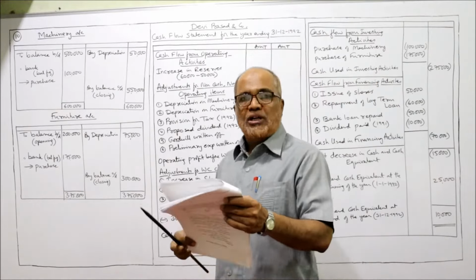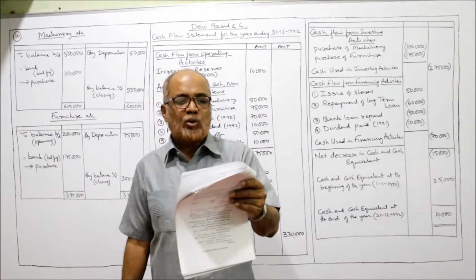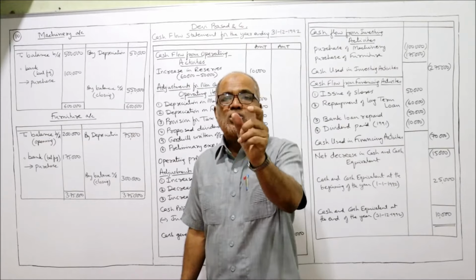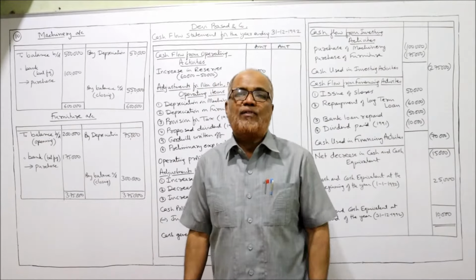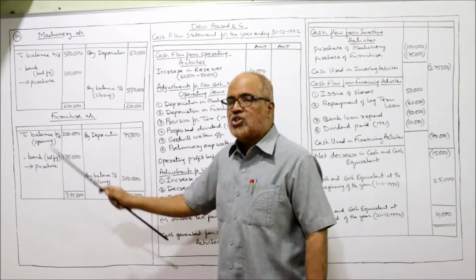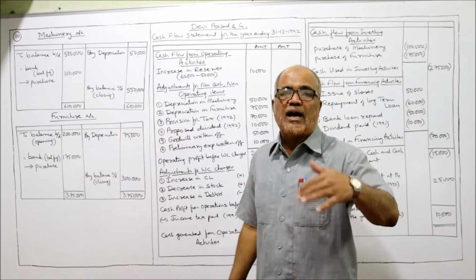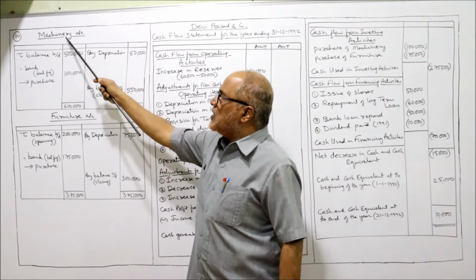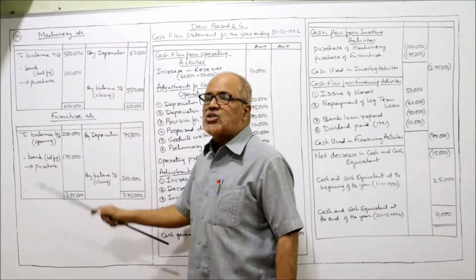Now additional information. During 1992, depreciation written off on machinery and furniture rupees 50,000 and 75,000 respectively. So here in the additional information it is given that depreciation was provided on machinery and furniture. So it is better to make two accounts, machinery account and furniture account, to find out how much machinery has been purchased. First of all, after preparing these accounts, we take the opening and closing balance given in the problem.